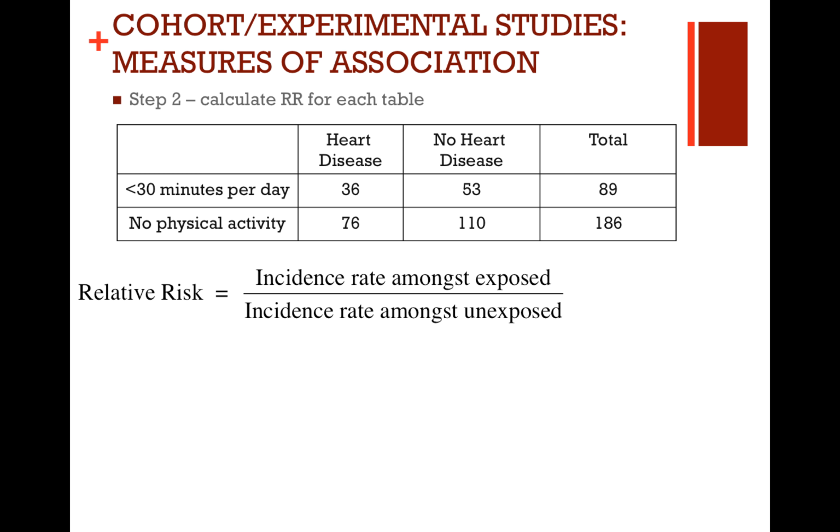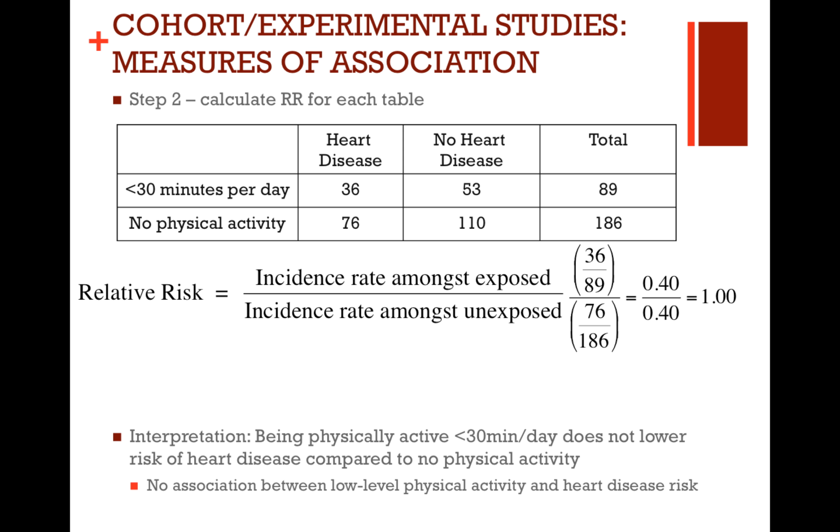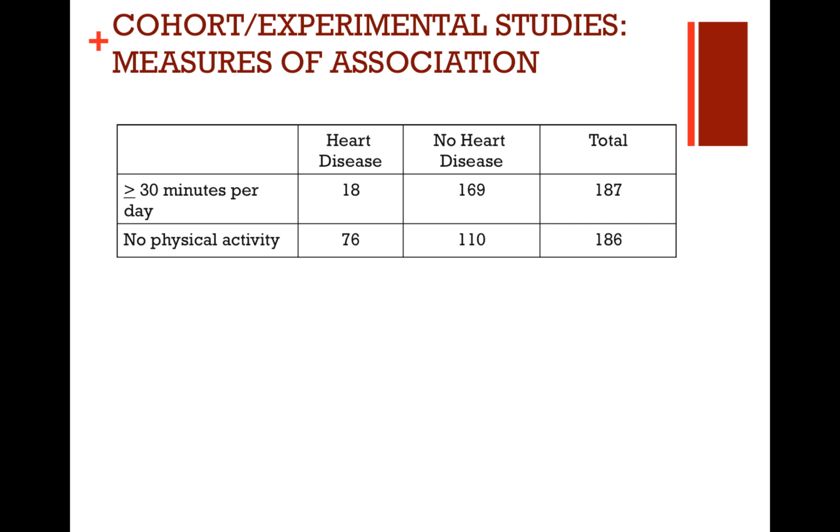So for each table, here we see, well, would you look at that? The incidence rate amongst people who have less than 30 minutes a day is the exact same as the incidence rate amongst people who have no physical activity at all. So getting less than 30 minutes per day is not associated with heart disease risk compared to people without physical activity. So there's no association between low-level physical activity and heart disease risk. Or being physically active less than 30 minutes a day does not lower your risk of heart disease compared to no physical activity. But what if you're physically active more than 30 minutes a day, which is what the recommendations say?